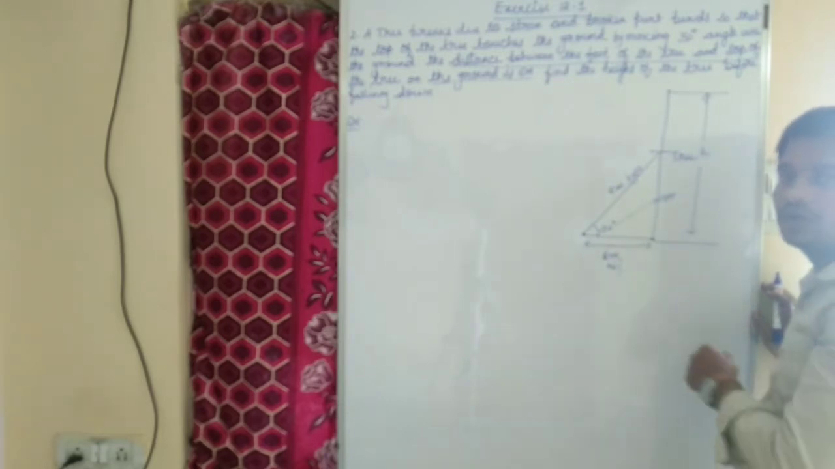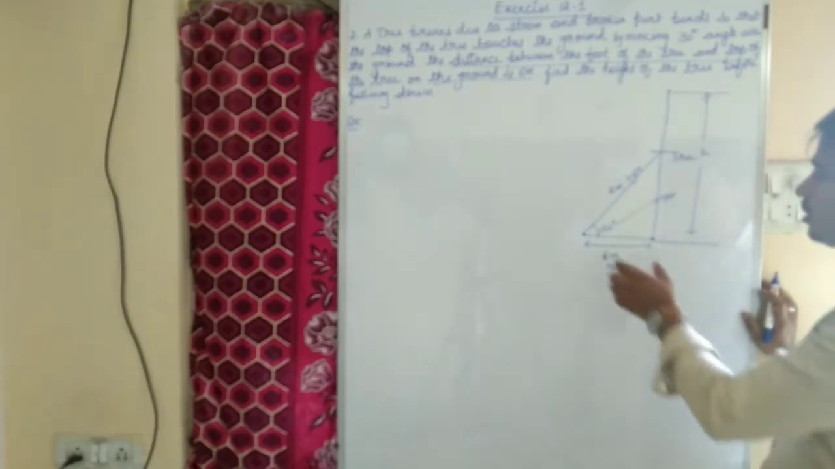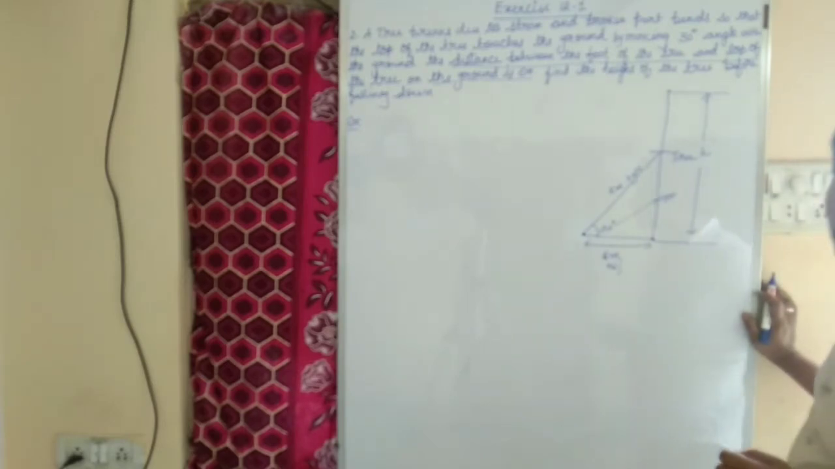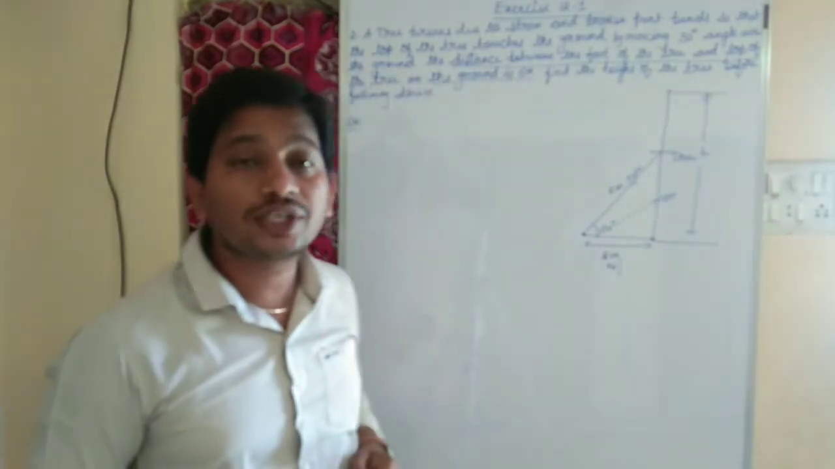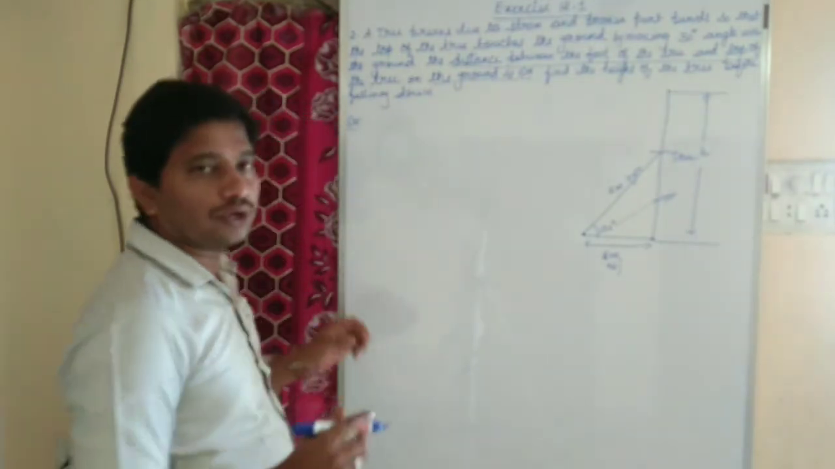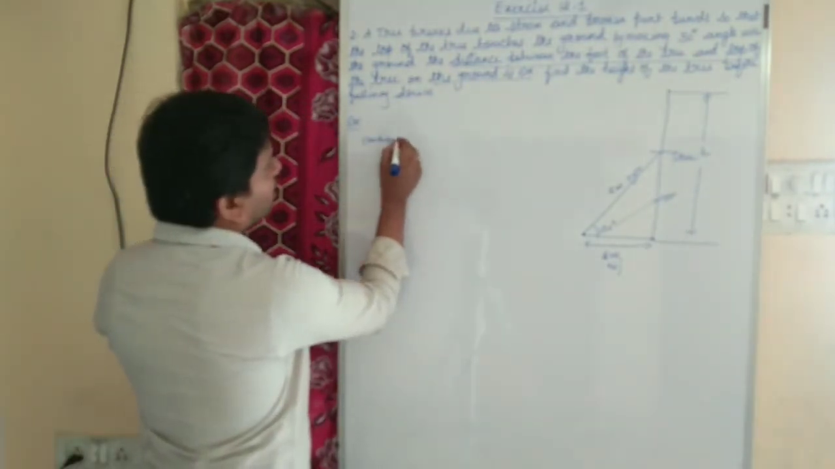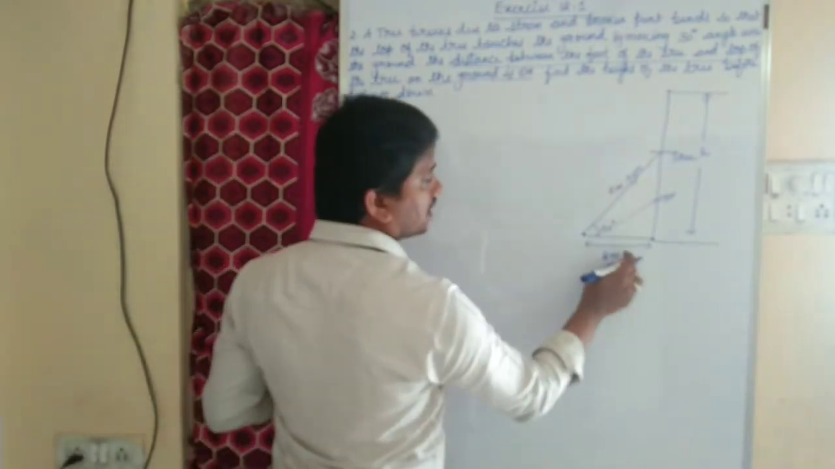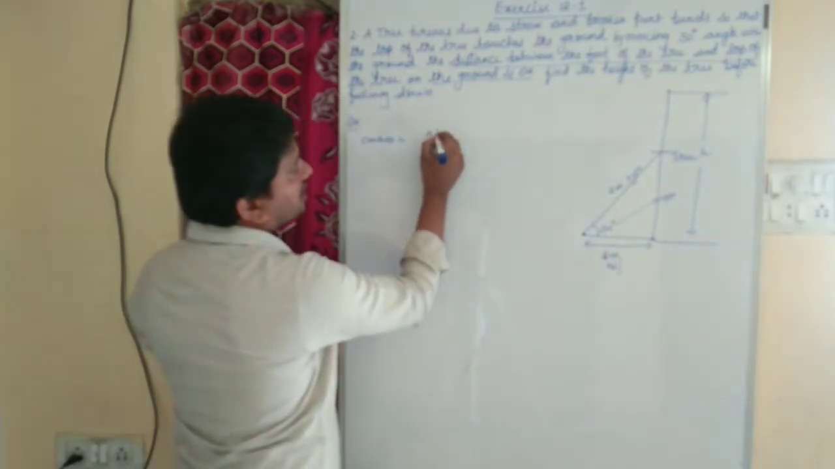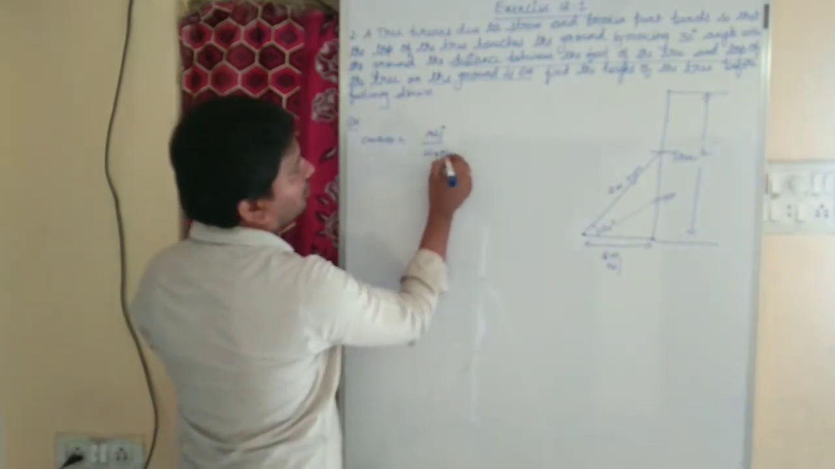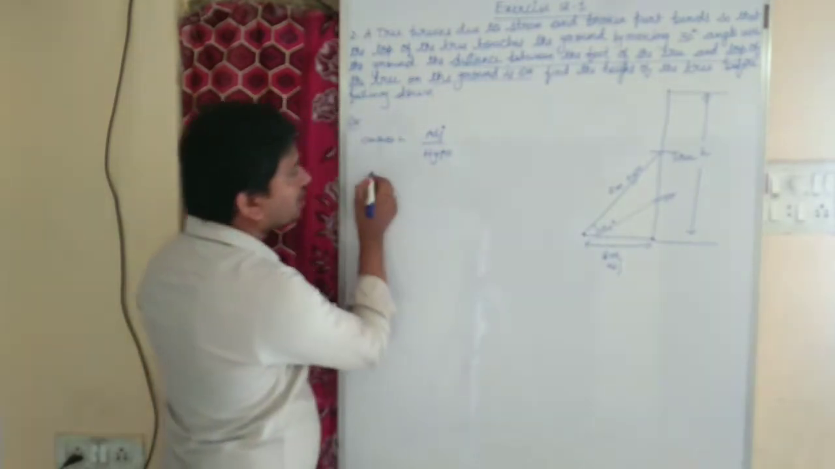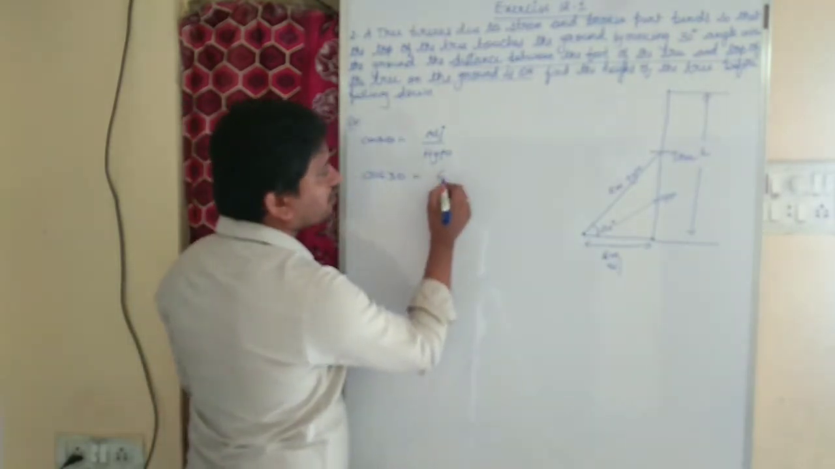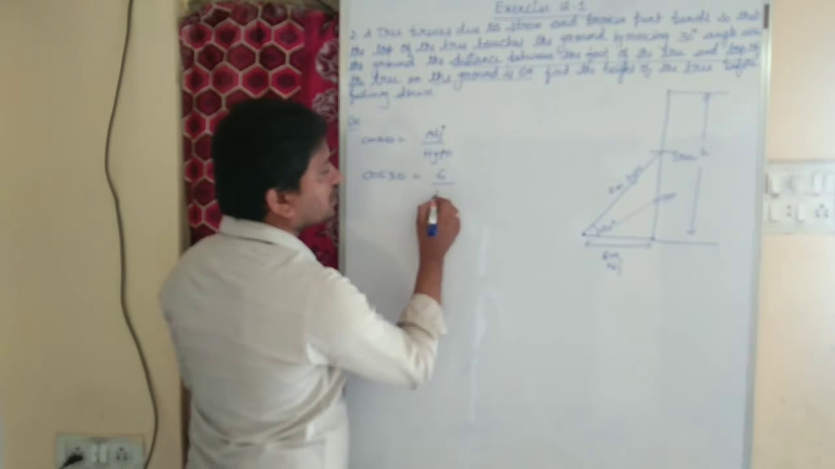So let us correlate the relationship between the adjacent side and the hypotenuse. So adjacent side by hypotenuse. What is the trigonometric function whose ratio is adjacent side by hypotenuse? Which is cos theta, right? Cos theta means adjacent side by hypotenuse. So what is theta here? Theta is 30, the adjacent side is 6 meters and the hypotenuse is x meters.